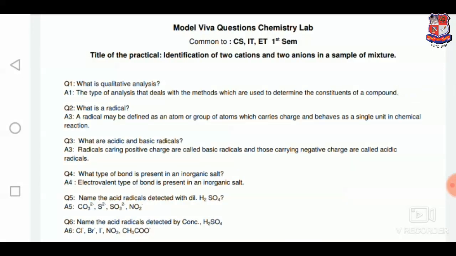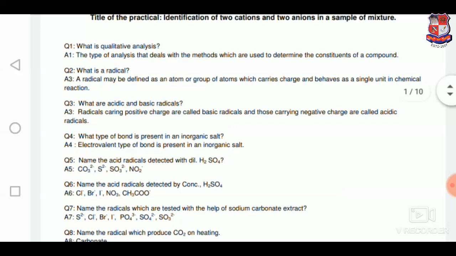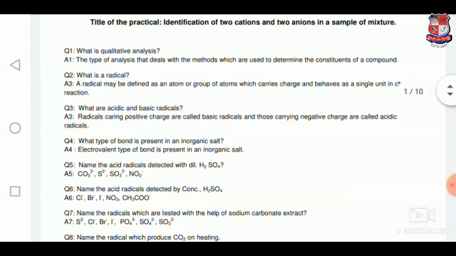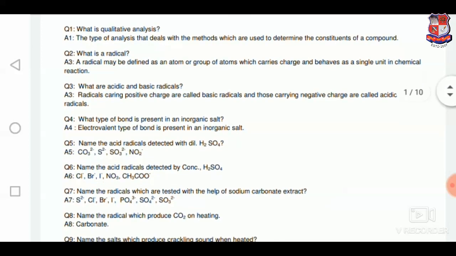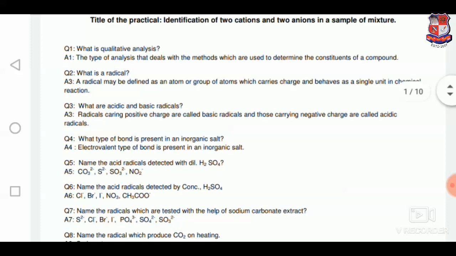Hello students, today we'll discuss some common viva questions which are asked in the practical examination. So these are the questions, and the title of the practical may be identification of 2 cations and 2 anions in a given sample mixture. So let us see what the questions are in this topic.